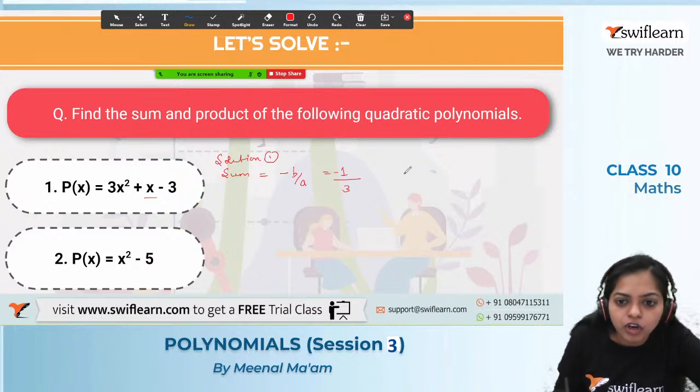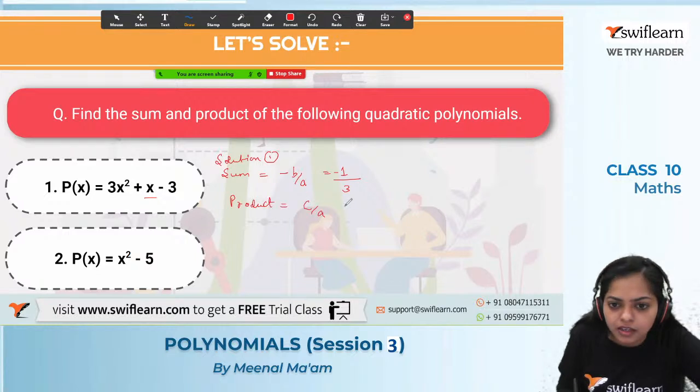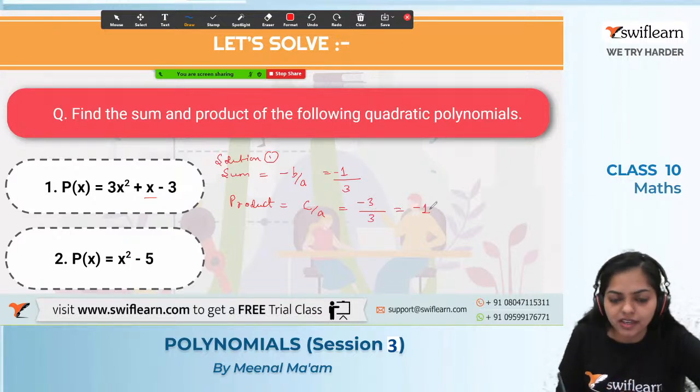And what will be the formula for the product? Product is equal to constant term divided by a. So, what is the constant term? Constant term is minus 3, divided by coefficient of x square, which is 3. So, what will I get? Minus 1. Alright, once again, revise.